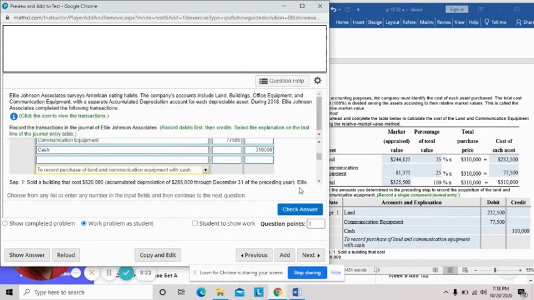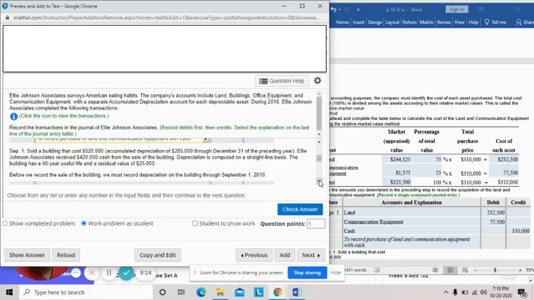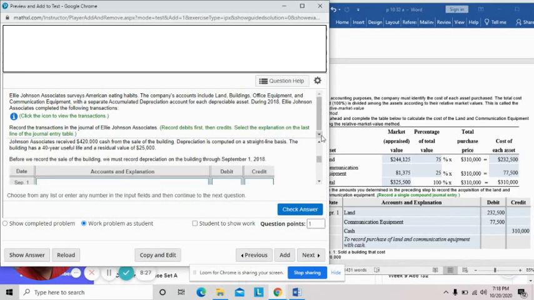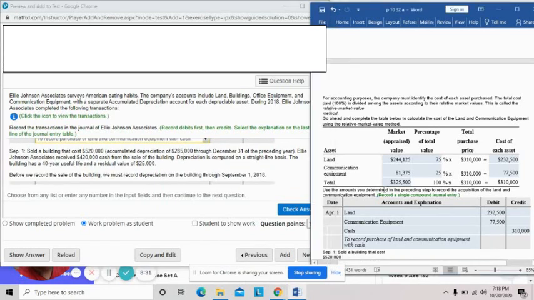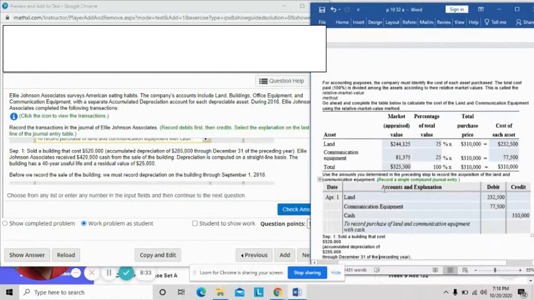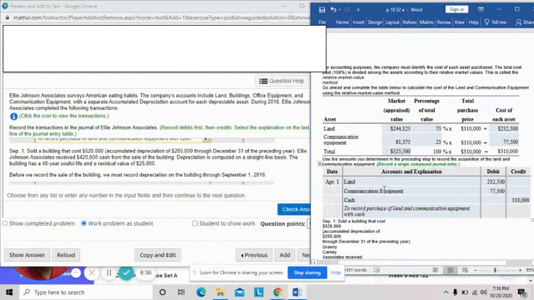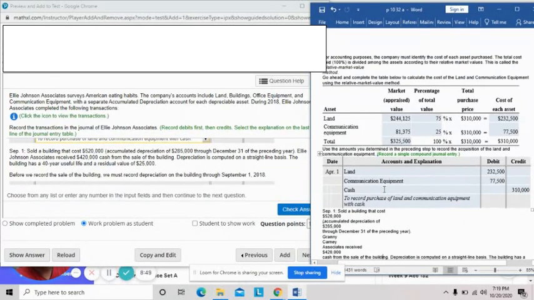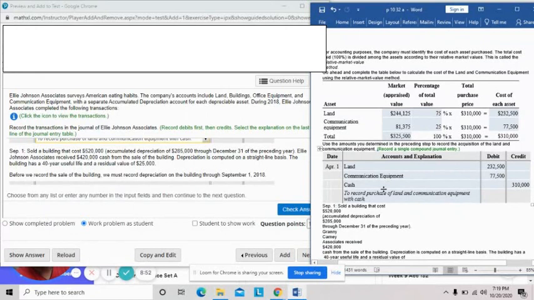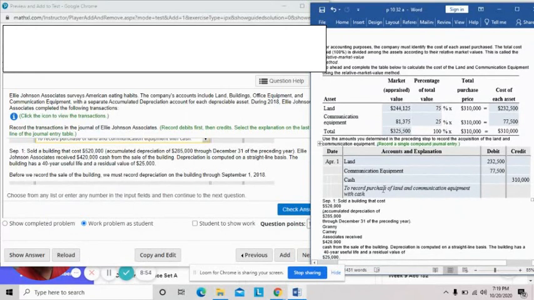Okay, so on to the next transaction, September 1st. We'll focus on here, right? It'll be here. September 1st, we sold a building that cost $520,000. The accumulated depreciation of the building was $285,000 through December of the preceding year. Ellie Johnson Associates received $420,000 in cash from the sale of the building.